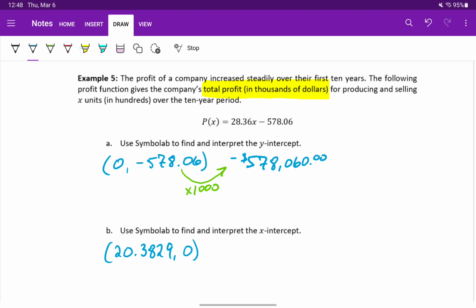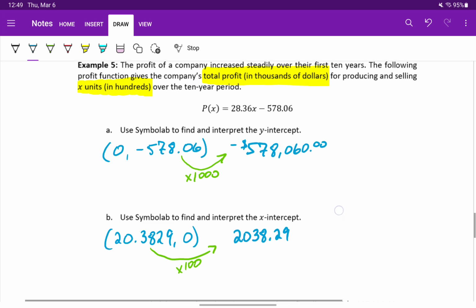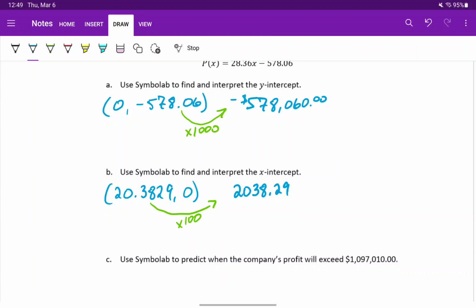Then we can take our value in part B. We know that X is in hundreds of units. We'll take that value and multiply it by 100 to get 2038.29. Now we can talk about interpreting these values since we have them in the correct units.